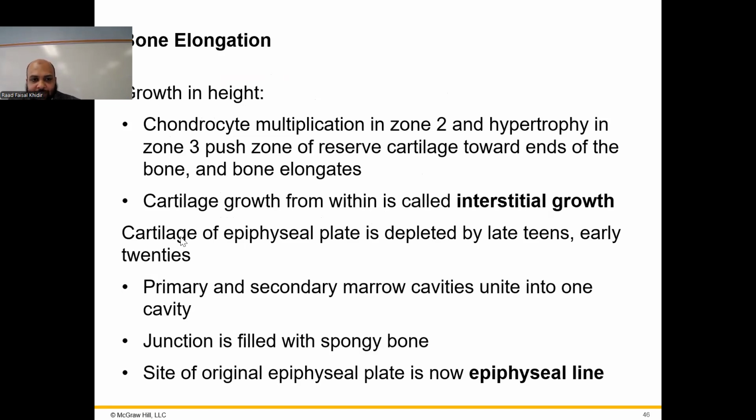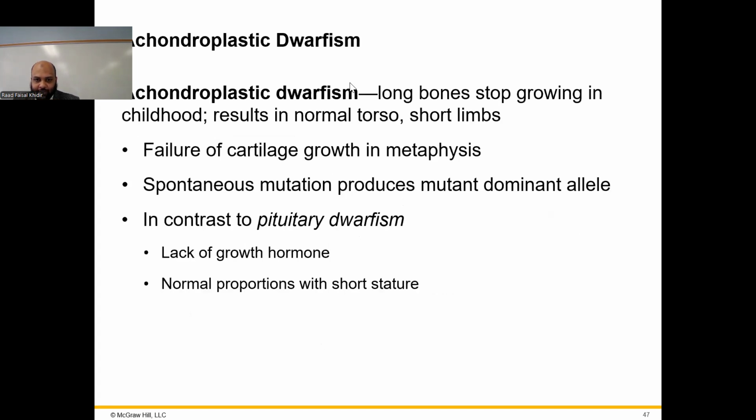Cartilage of the epiphyseal plate is depleted by the late teens, early 20s. The primary and secondary marrow cavities unite into one cavity. The junction is filled with spongy bone, and that's the site of the original epiphyseal plate. It is now the epiphyseal line.